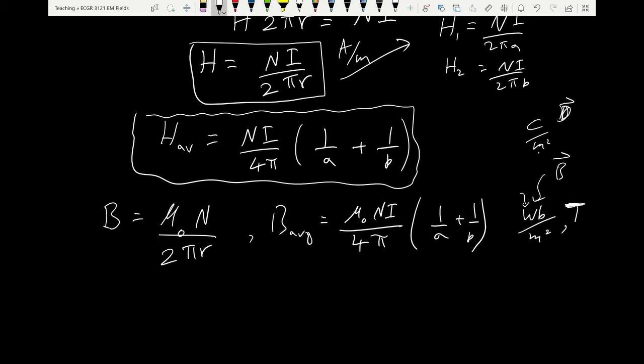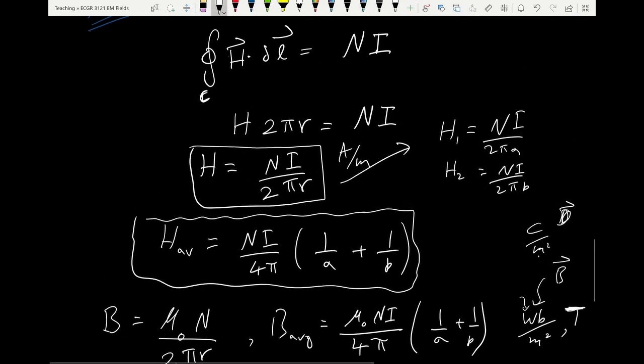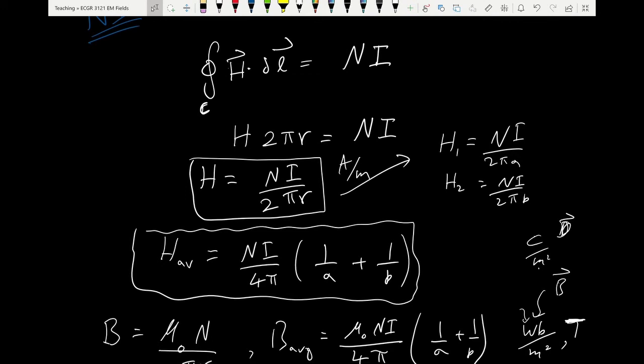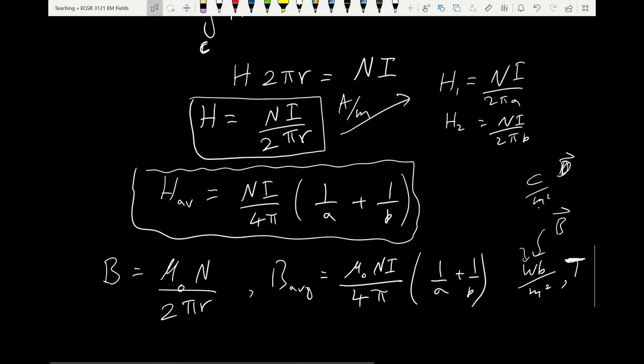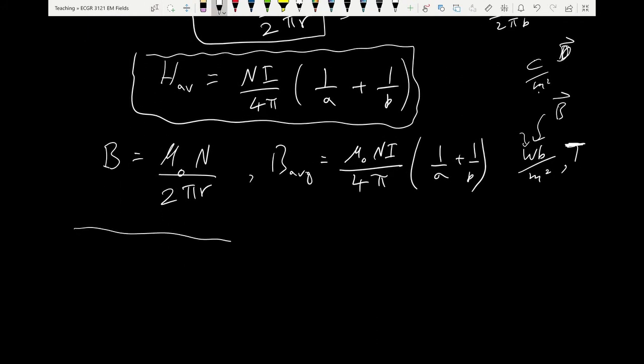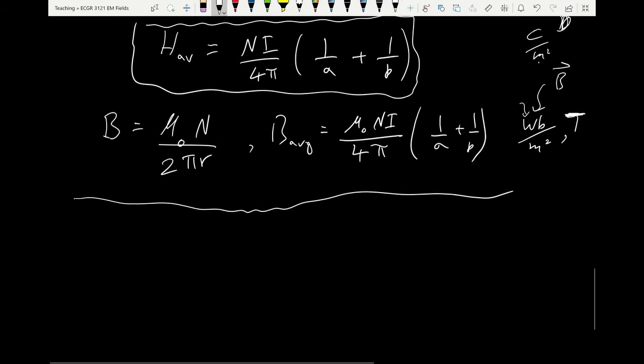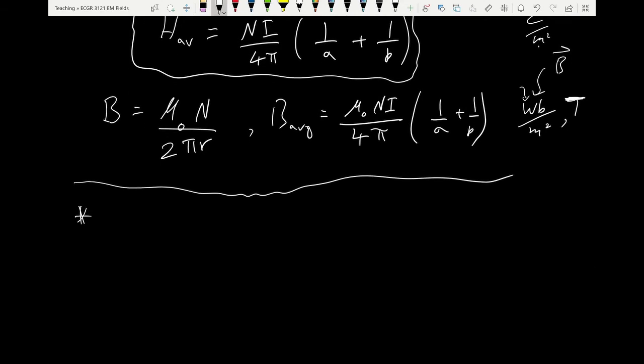So this is the toroid, and then the third example I want to go through, and this is something that you will also see a lot if you're dealing with magnetics, is the field due to a solenoid, the field inside a solenoid.